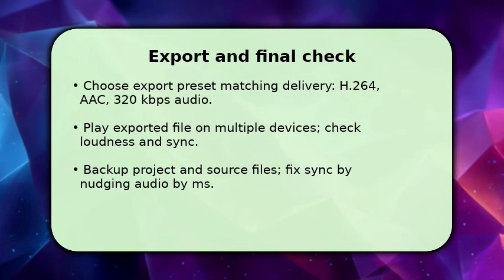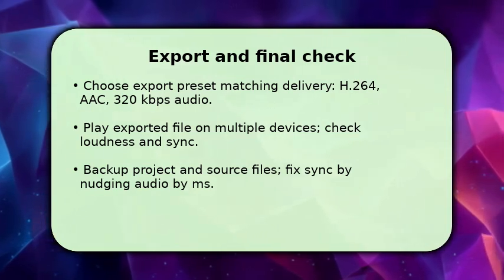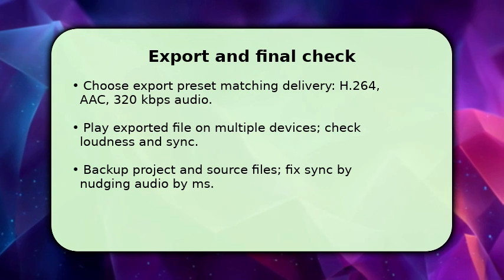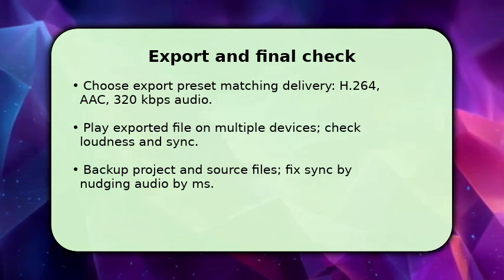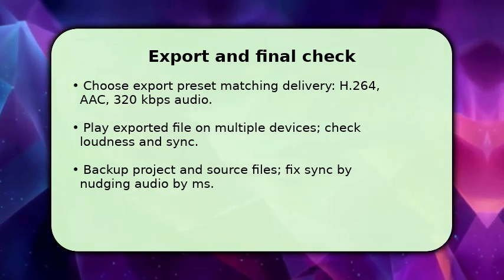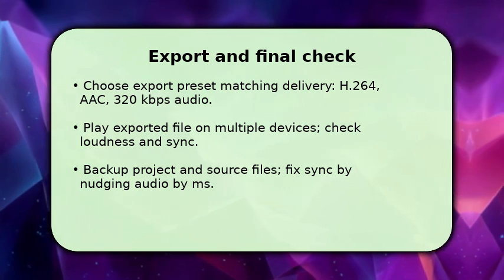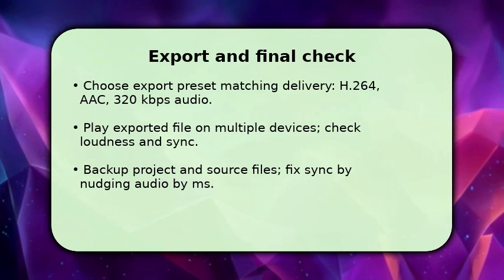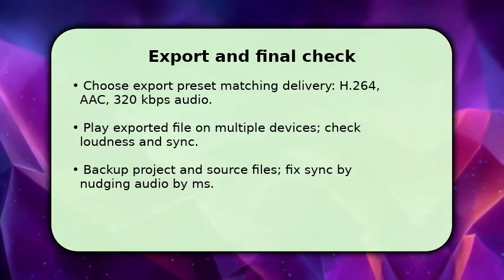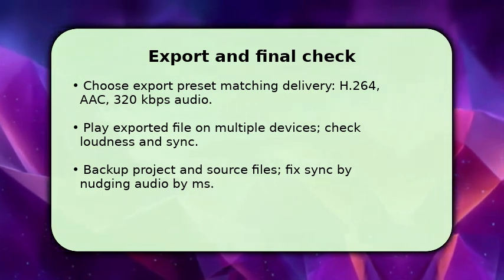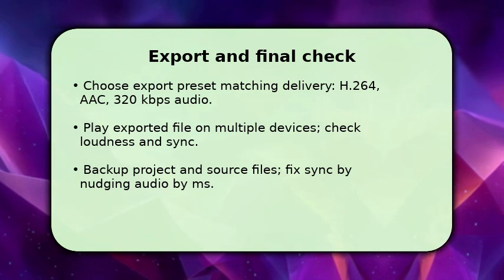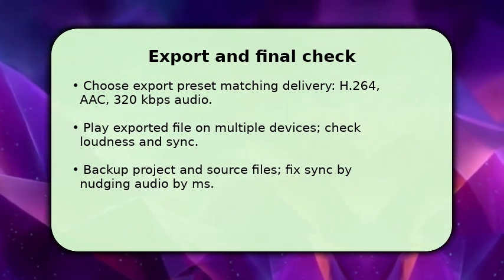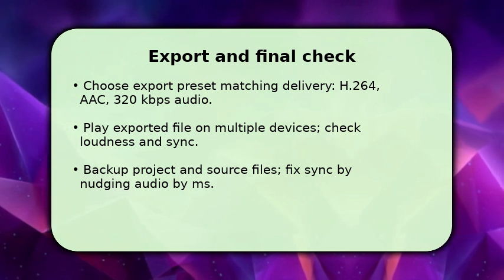When editing is done, set export parameters for your platform. Select a container and codec such as H.264 for video and AAC at 256-320 kbps for audio, keeping sample rate consistent. Export a short test clip first, then play it on several devices and speakers to confirm levels, clarity, and lip sync. Once satisfied, render the full file, save project backups, and archive source music.